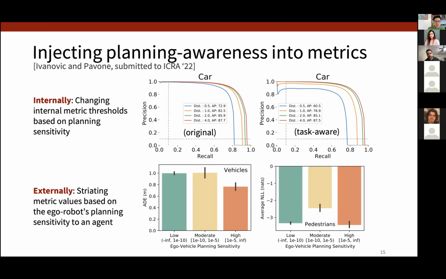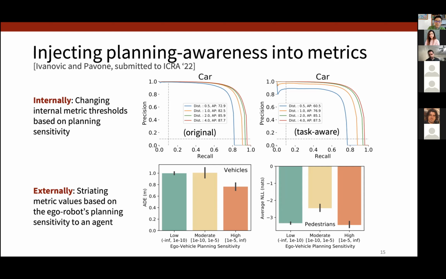And then the same, or at least something similar, can be said for pedestrians, where its performance is good on, funnily enough, both low and highly planning sensitive agents, but less so for moderate agents, or agents that are a little bit more effectual in planning.